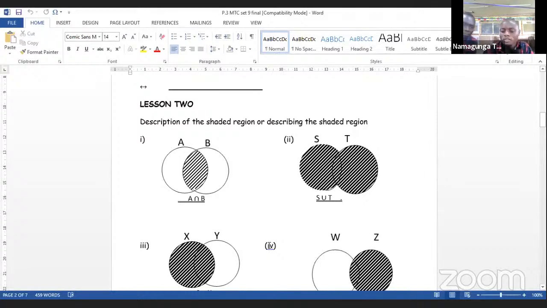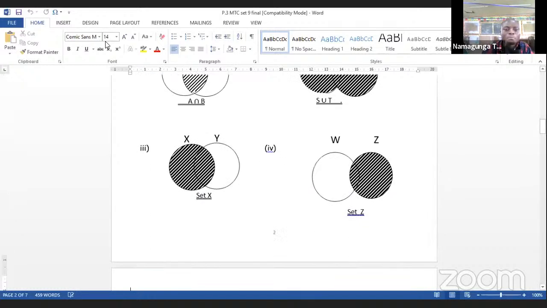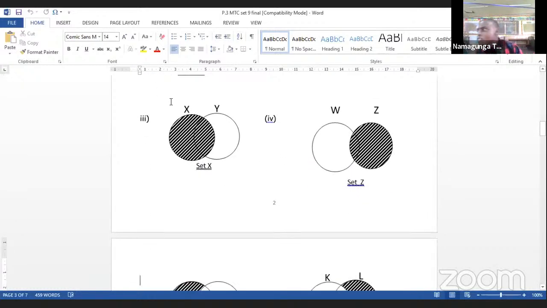We have here our third example. They have given us these two sets here. We have set X and set Y, but they have shaded the whole of set X and they have left part of set Y this way here. I think you can see my arrow on the screen. So here you only say set X, because they have shaded the whole set X.